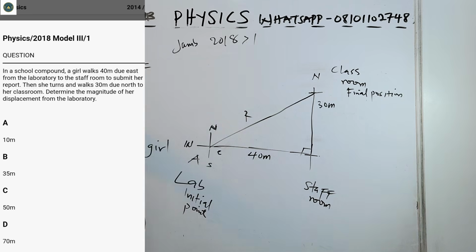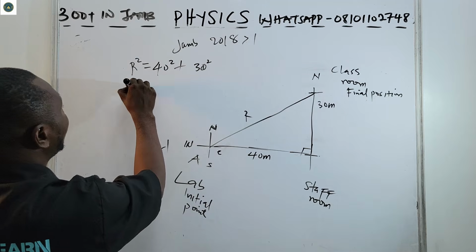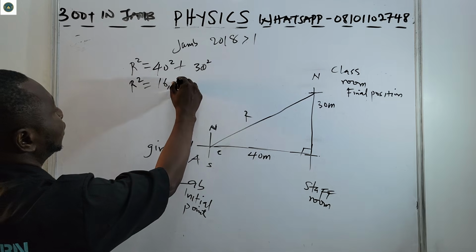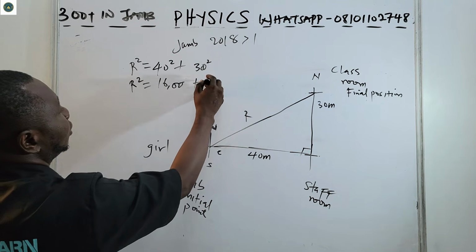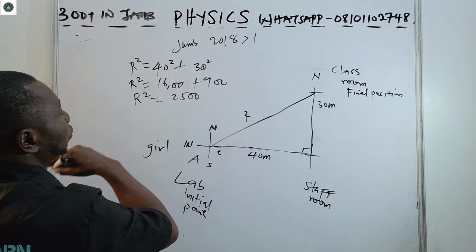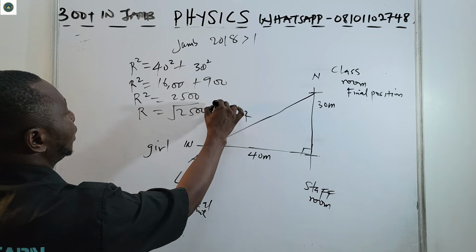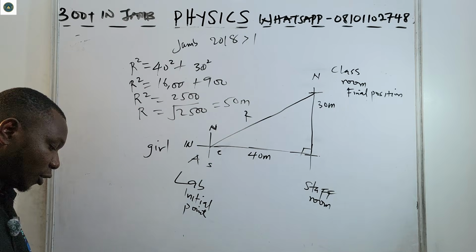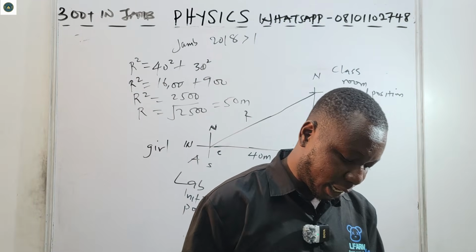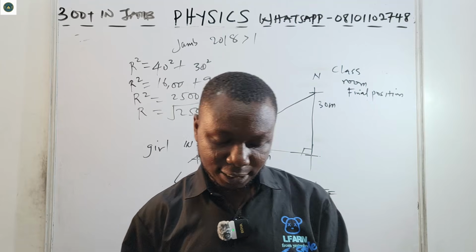R square becomes what? 40 square plus 30 square. So R square is, you have 40 square to be 1600, plus 900. So R square is 2500. So the resultant is square root of 2500, and that's 50 meters. So the displacement is 50. So the answer there is C.